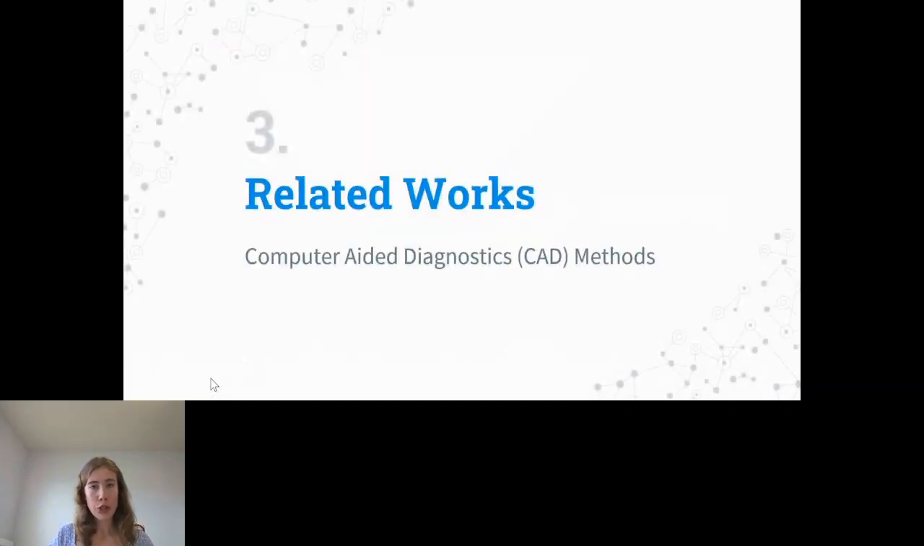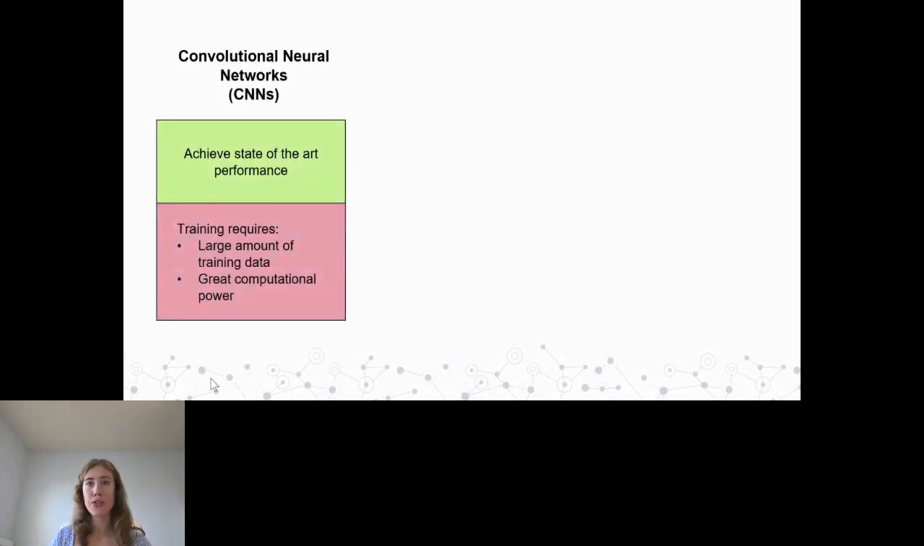I will now talk about the current computer-aided diagnostic methods and their different approaches to histopathological image analysis. So the first type are convolutional neural networks. The deep structure of CNNs can achieve state-of-the-art performance in image recognition tasks. The model AlexNet has been successfully applied to the BreaKHis dataset. However, some of the obstacles that CNNs face is that training requires a large amount of data and great computational power, which makes it difficult for predictive models to be combined with CAD systems.